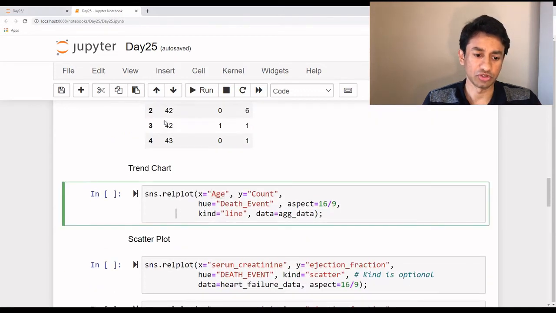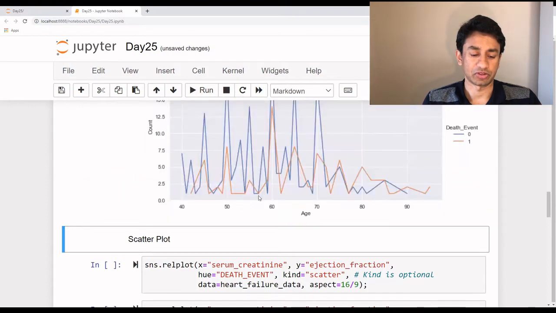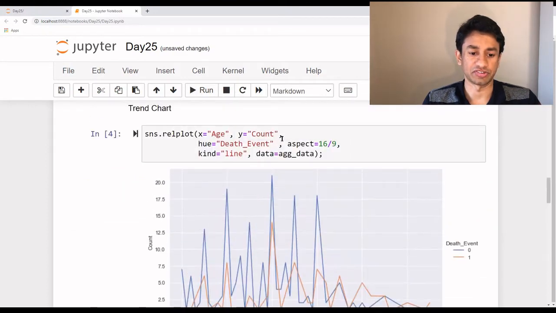So let me show you how a simple trend chart would look. Let me execute this. As you see, it's just one line of code. I've just made a new line so that it becomes easier, and I need not scroll to the right.